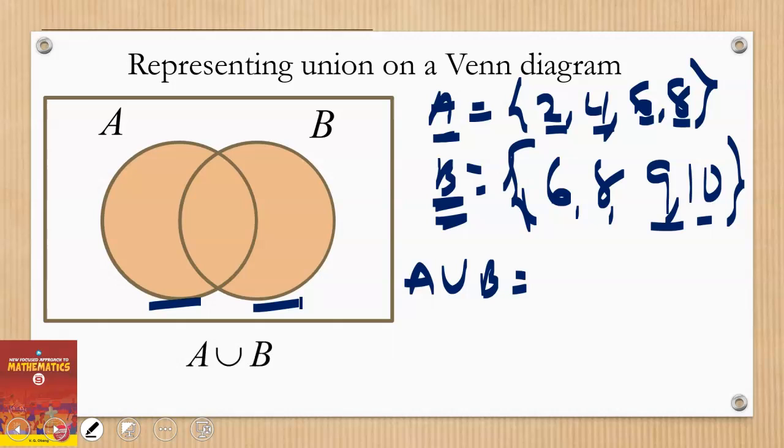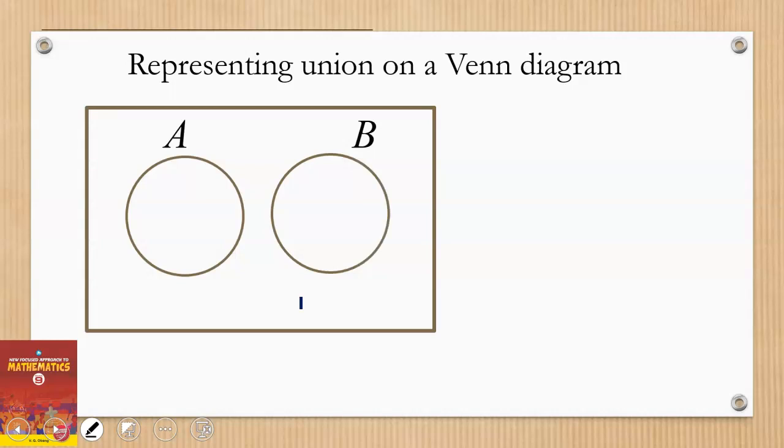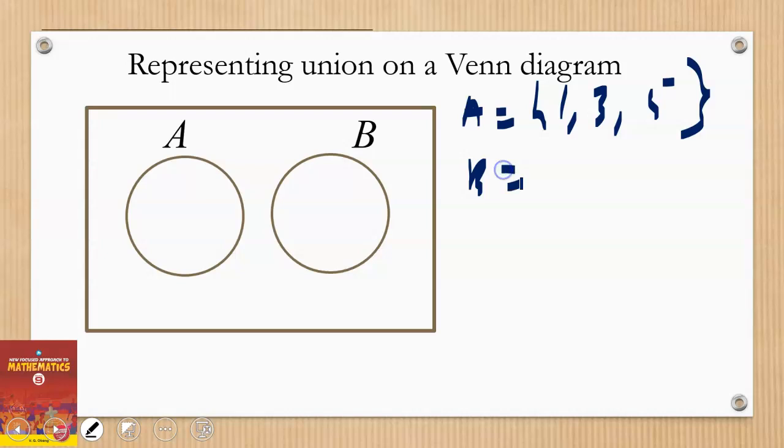Now, let's take another example. This time around, let's have set A and set B. They don't have anything in common, so they are disjoint sets. So maybe set A is giving us 1, 3, 5, and set B is giving us 2, 4, 6, 8. You can see that there is no intersection of A and B, and so we can't put the circles together and let one overlap the other.